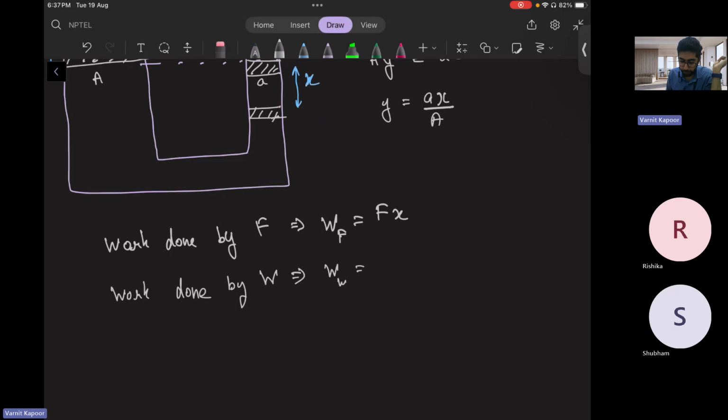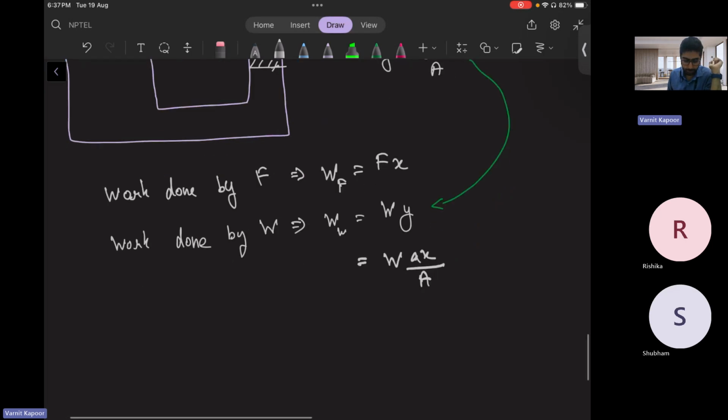F again, or work again, W is equal to force into displacement Y. And Y is nothing but, if you put it here, W into A x by a. Okay. And W is nothing but force balanced by the force, which is again going to come out to be the same value. Force into area into x by a. Okay, so that is force.